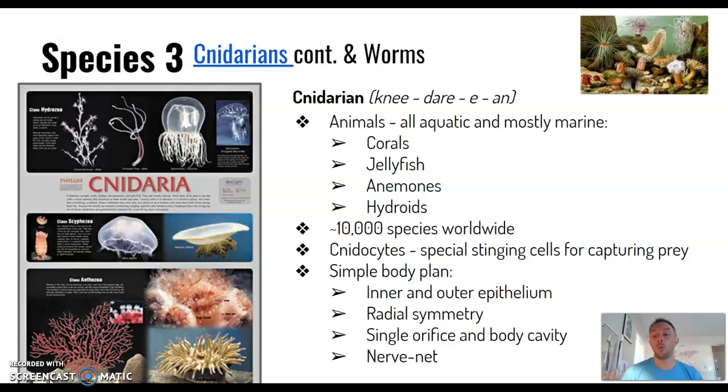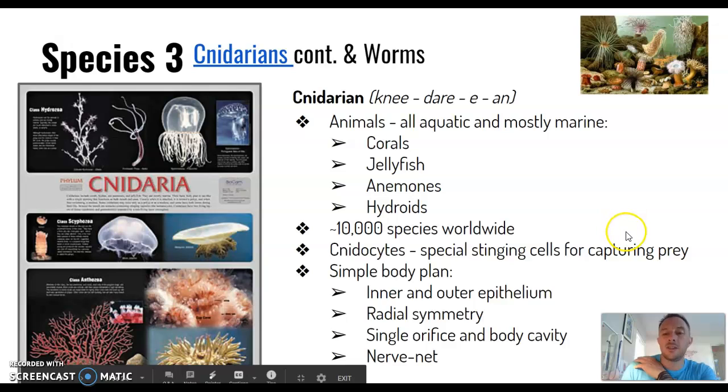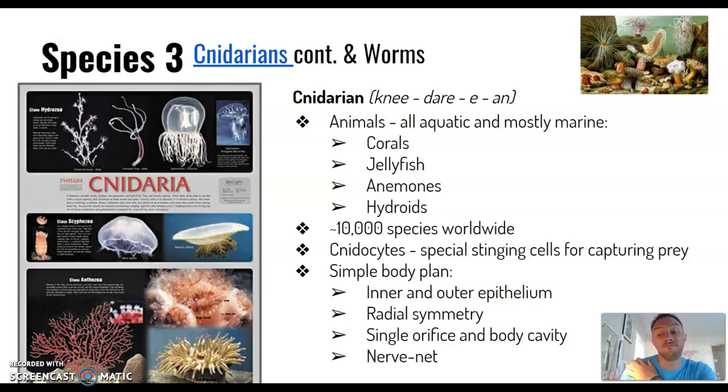Radial symmetry. We are bilateral, meaning we have a right and a left, top and a bottom. That's bilateral symmetry. Insects, of course, have bilateral symmetry. Starfish have radial symmetry. Cnidarians have radial symmetry. Clams and slugs and snails actually have bilateral symmetry. Worms, radial, some bilateral, right in the middle. They have a single orifice and body cavity, meaning what they eat out of, they poop out of.